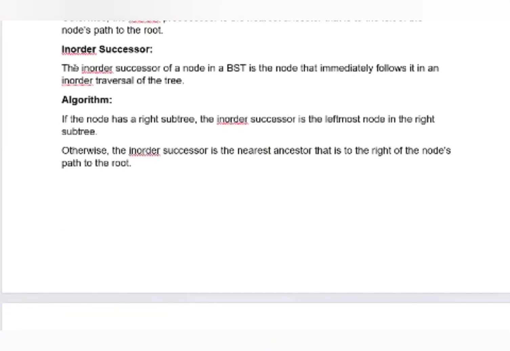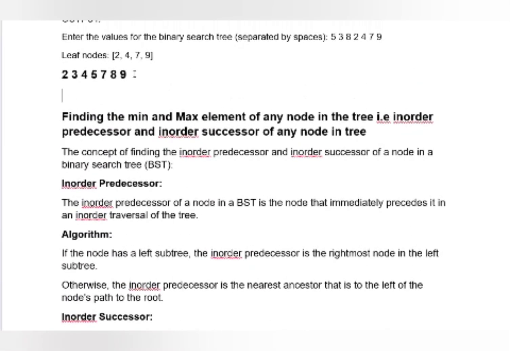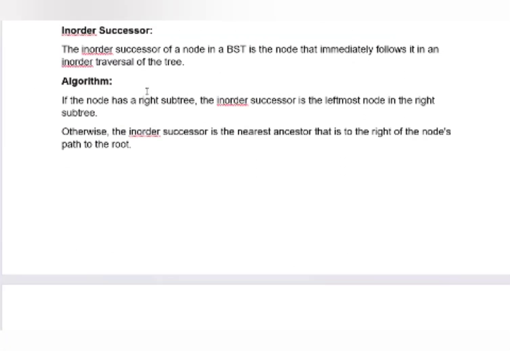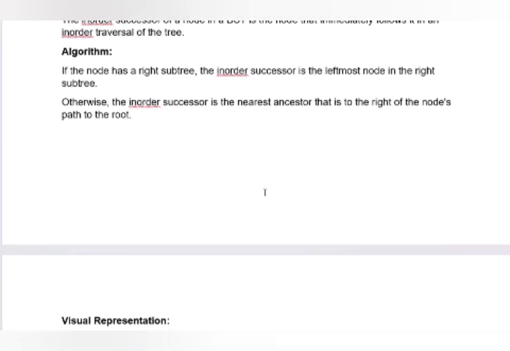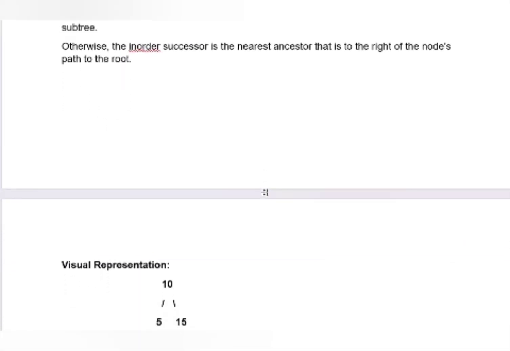In-order successor of a node in a BST is the node that immediately follows it in the in-order traversal of the tree. Here the in-order successor of 5 is 7, and the in-order successor of 2 will be 3. In the same way, every element has an in-order predecessor and in-order successor. The algorithm for in-order successor is: if the node has a right subtree, the in-order successor will be the leftmost node in the right subtree. Otherwise, the in-order successor is the nearest ancestor that is to the right of the node's path from the root.